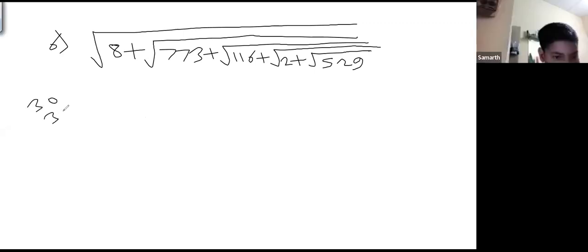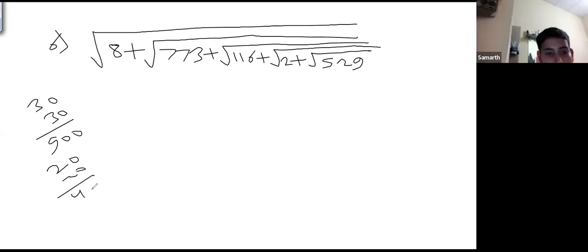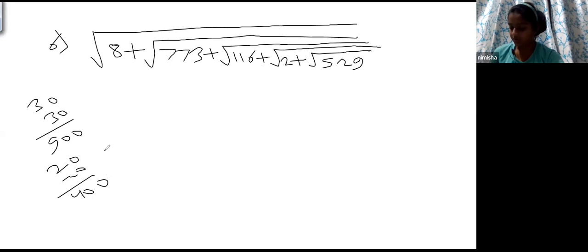So what will be the root of 529? Tell me, any one of you. See, 30 into 30 is 900. It is too far, isn't it? Now 20 into 20 is 400, isn't it? So 17. So what can be the value?